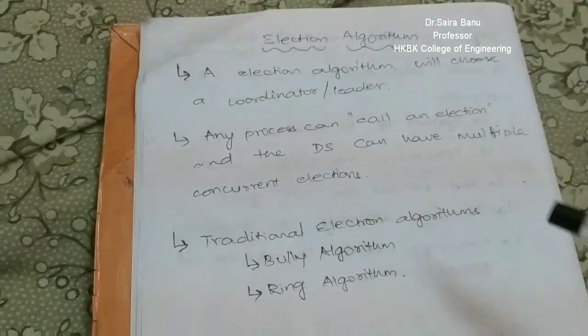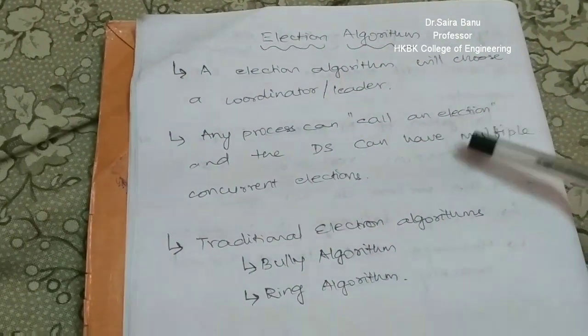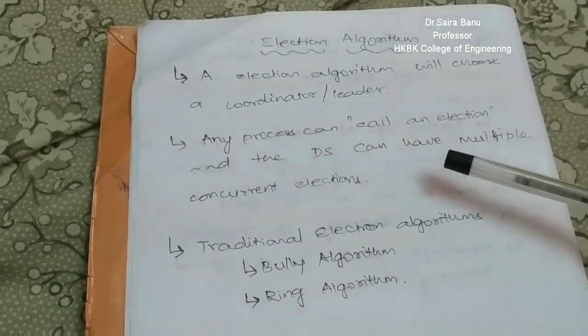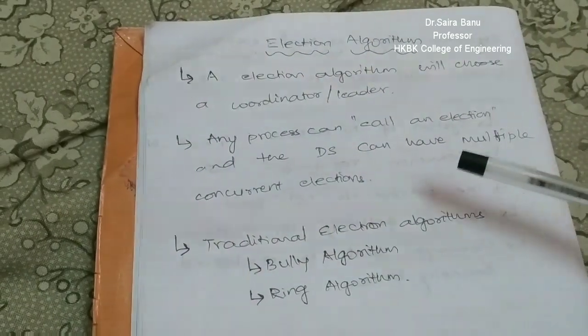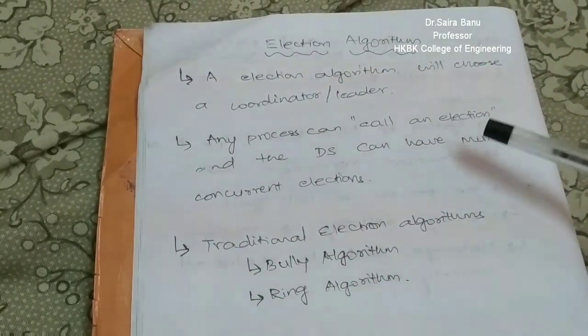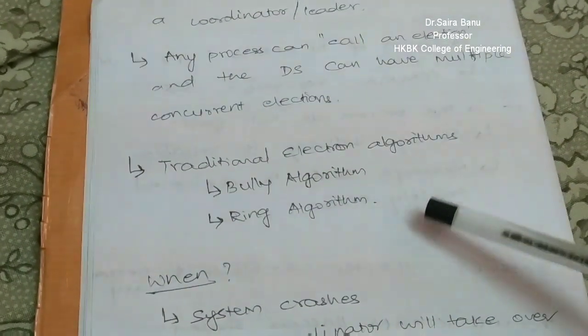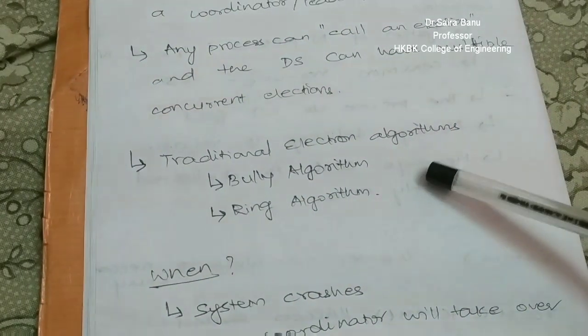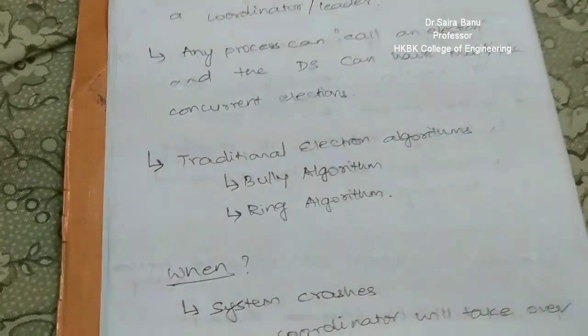Now, who will call for an election? We have n number of processes in the network, and any process in the network can call the election. Since any process can call for the election, multiple concurrent elections will be going on in the network. Now, if it is an election algorithm, there must be a name for the algorithm. So, the two traditional election algorithms are the bully algorithm and the ring algorithm.